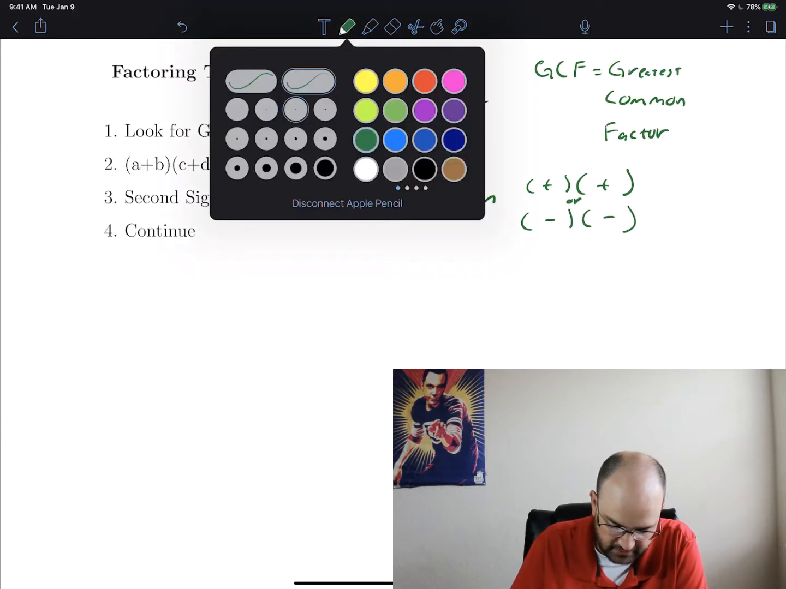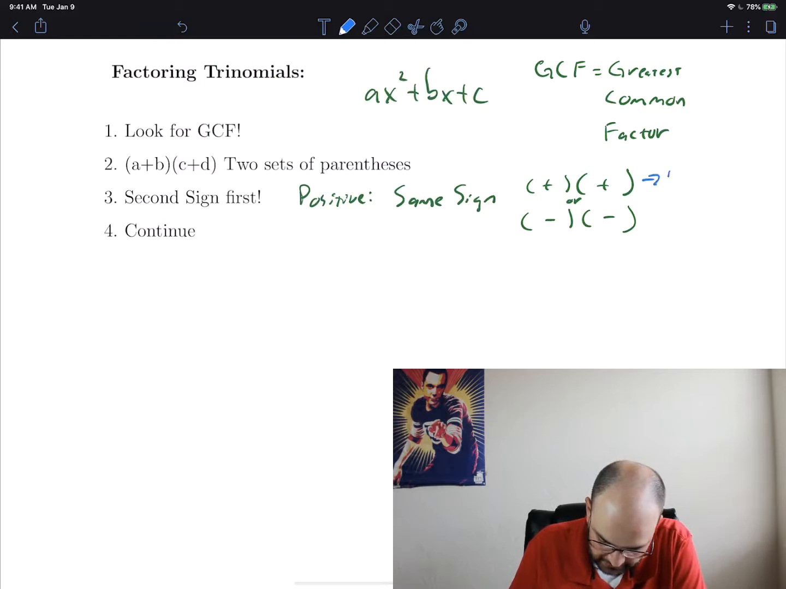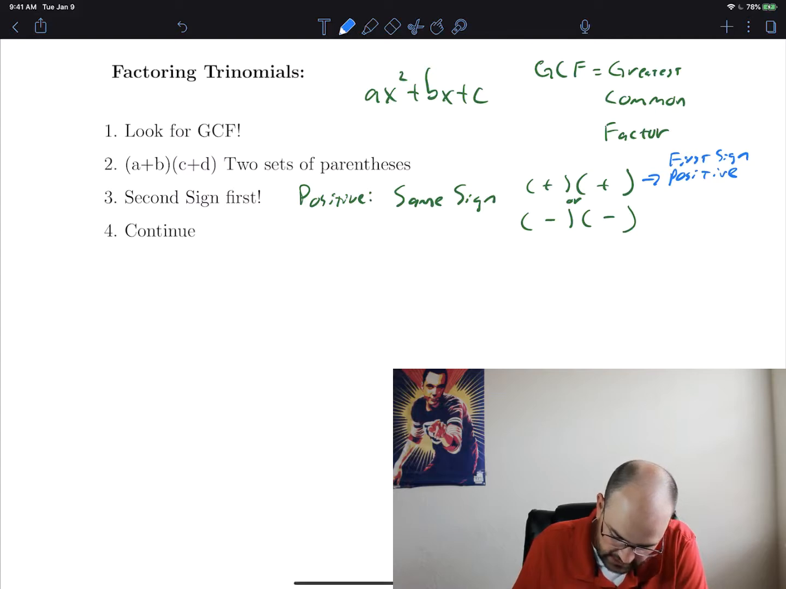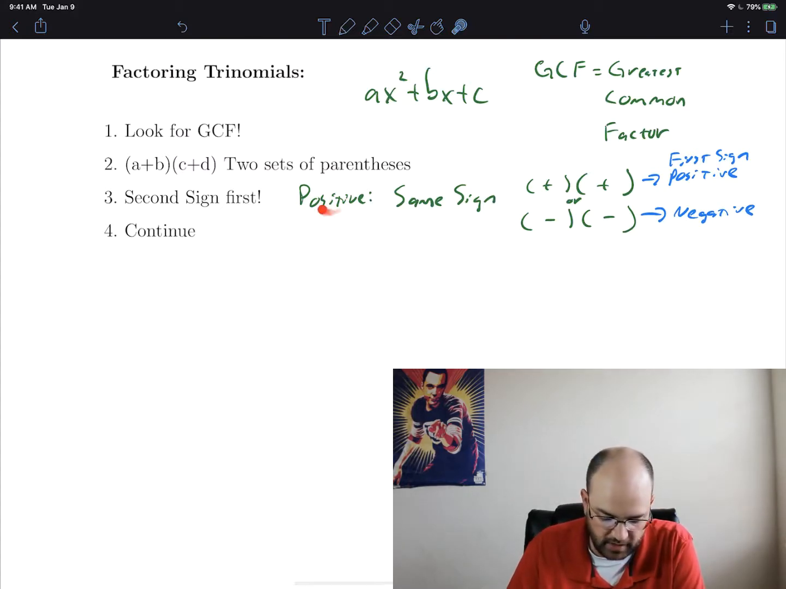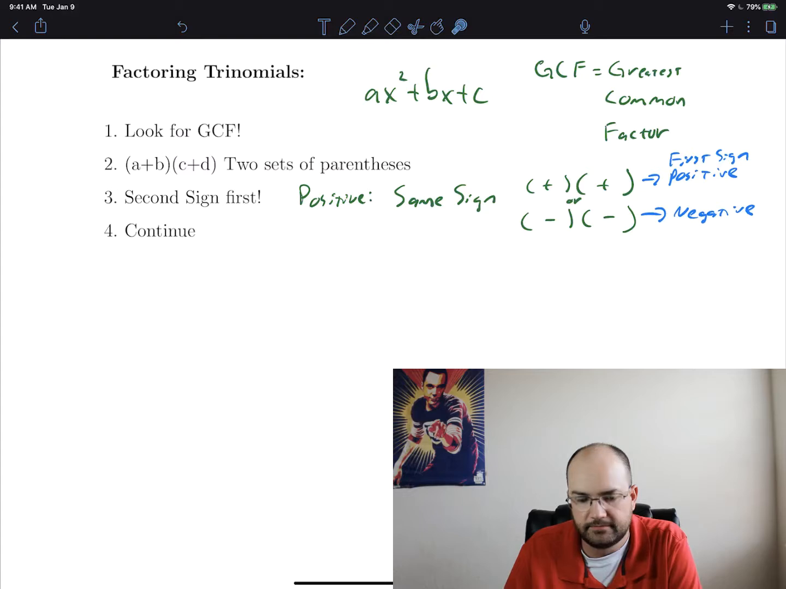It's both positive when the first sign is positive, and they're both negative when the first sign is negative. Okay, that's what happens if you have a positive second sign.